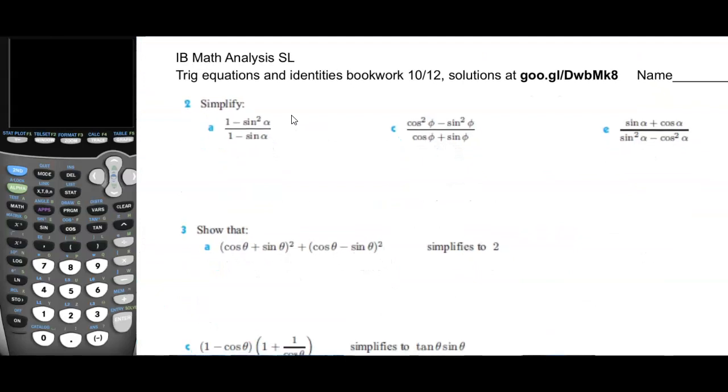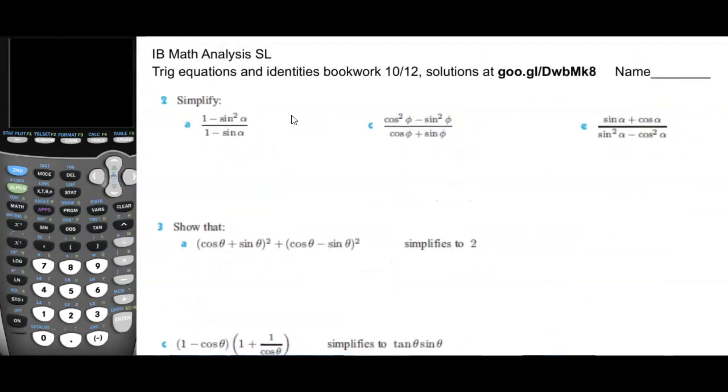All right, page 10. Simplify 1 minus sine squared over 1 minus sine. Remember, this top is a famous identity. 1 minus sine alpha and 1 plus sine alpha on top. 1 minus sine alpha on the bottom. Look, these cancel, right? This cancels with this. So I am left with 1 plus sine alpha only.